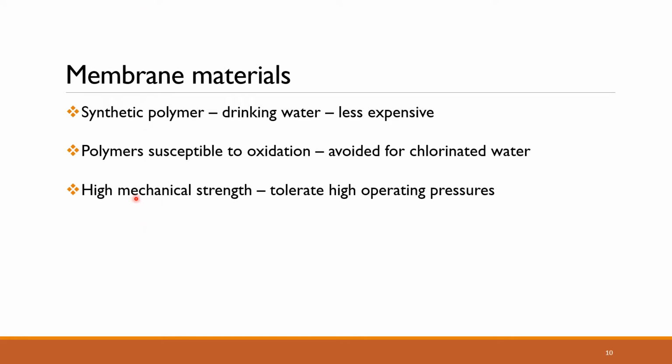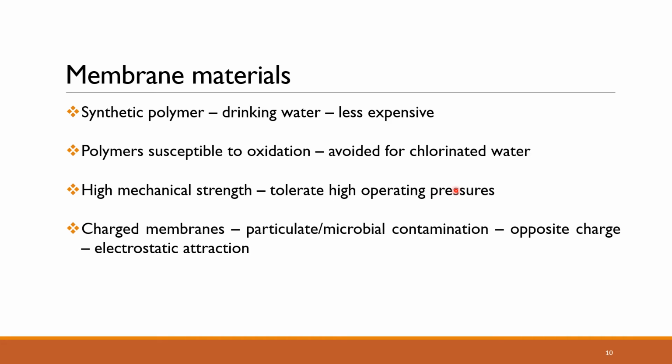And your membrane materials should have high mechanical strength, especially those which are used for nanofiltration and reverse osmosis. They should have high mechanical strength to tolerate the very high operating pressures. And generally charged membranes are used to remove particulate or microbial contamination which have charges on them, and the particulate or microbial contamination which are of opposite charge will get attracted to these charged membranes by electrostatic attraction. That is when electric potential is applied.